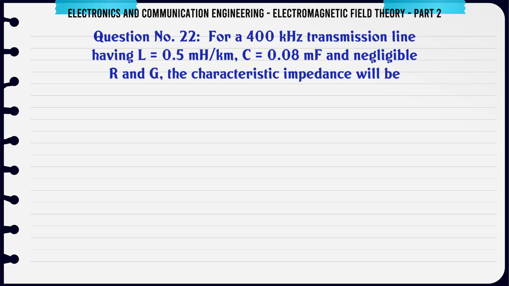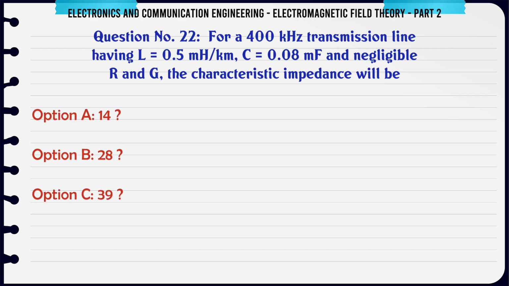For a 400 kHz transmission line having L = 0.5 mH/km, C = 0.08 μF and negligible R and G, the characteristic impedance will be A. 14, B. 28, C. 39.